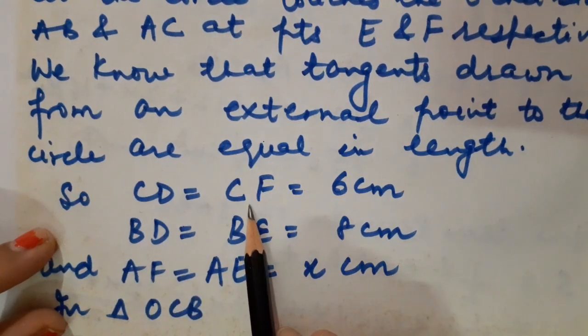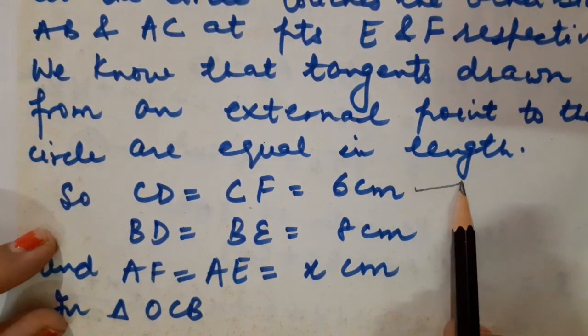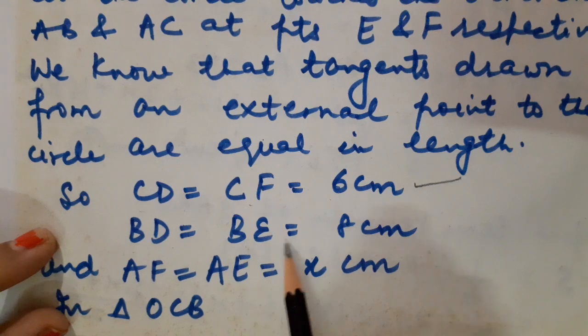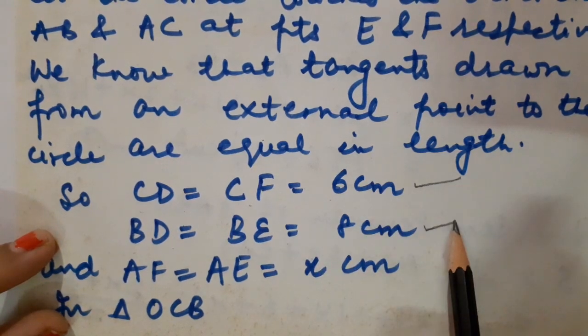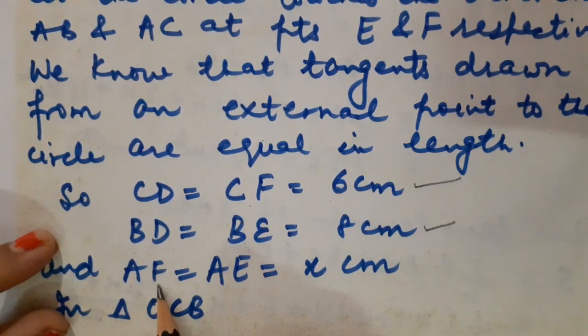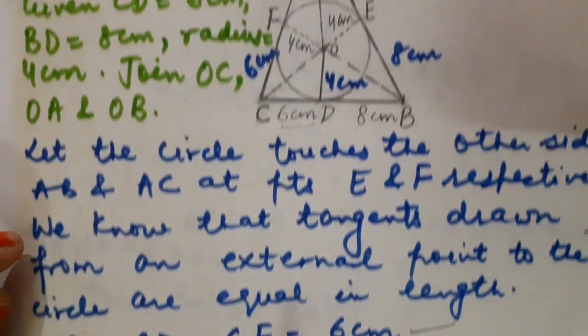So the same whatever I have explained, I have written over here. CD must be equal to CF, that is equal to 6 centimeter. BD must be equal to BE, that is also equal to 8 centimeter. And AF I have assumed as X centimeter, so AE must be X centimeter. Fine. Now children, just notice one thing.